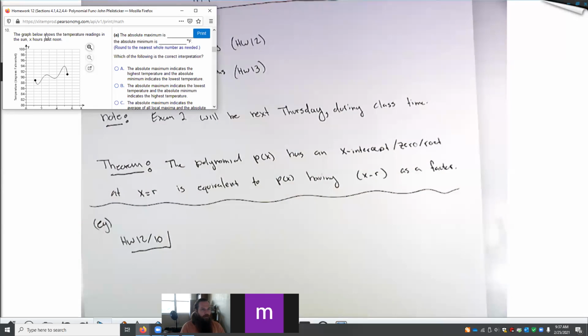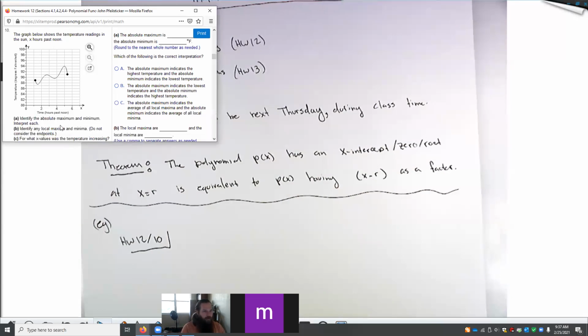So they tell us that the graph here shows temperature readings in the sun X hours past noon. And up here we have temperature, degrees Fahrenheit, and down here we have time past noon. So you've got 1 hour, 2 hours, 3 hours, 4 hours, 5 hours after 12 noon. And this is the temperature, not physically inside of the sun, but like out of your house, not in the shade, in a sunny spot. They first ask us to identify the absolute max and absolute min.